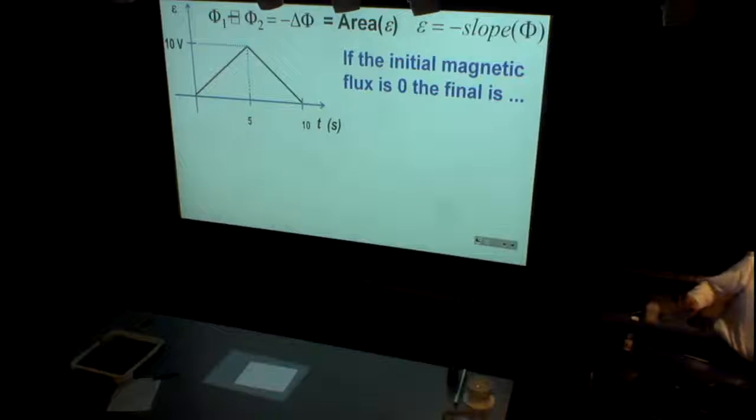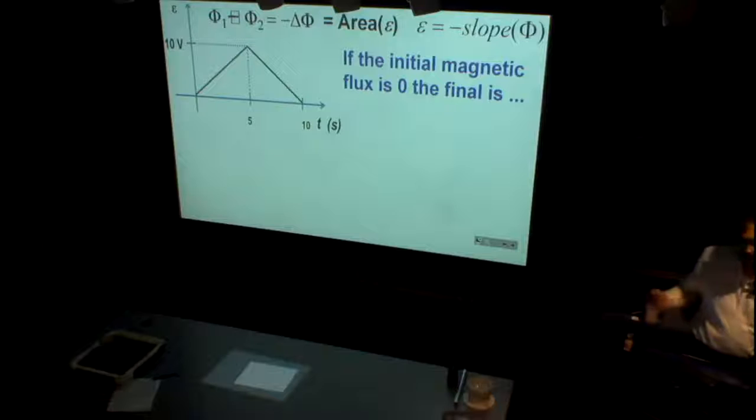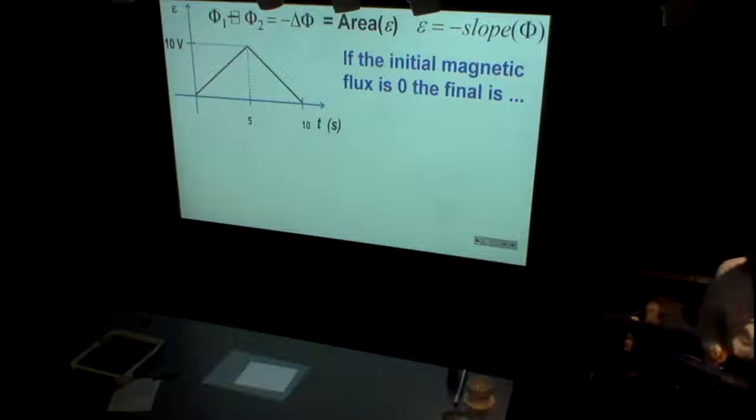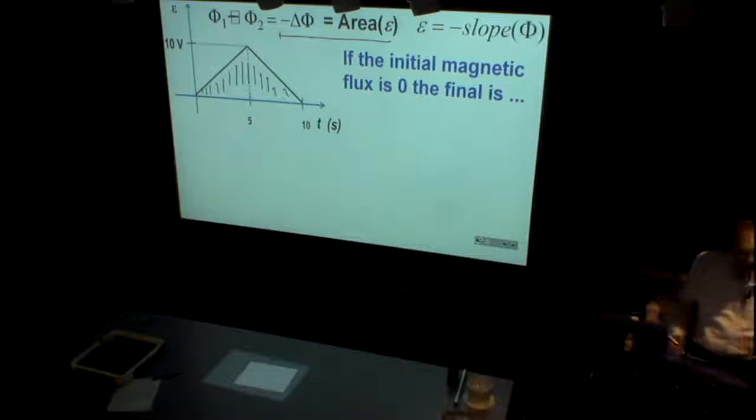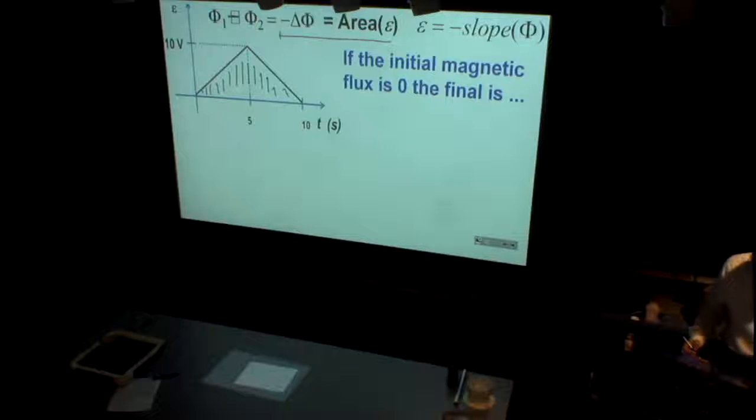All we have to do is just calculate the area. Right now, this is much less a physical problem than a geometrical one. We know from the analogy between x, v and phi, epsilon that the area of this graph should be equal to the difference in flux. And the initial is set to zero. So if you want to calculate the final, it's going to be equal to negative one times area.